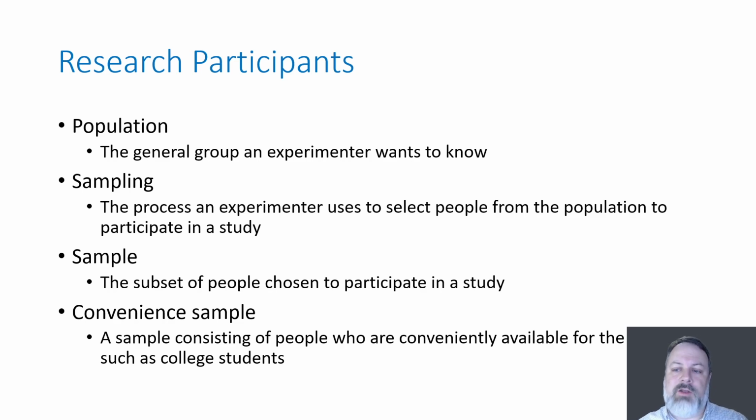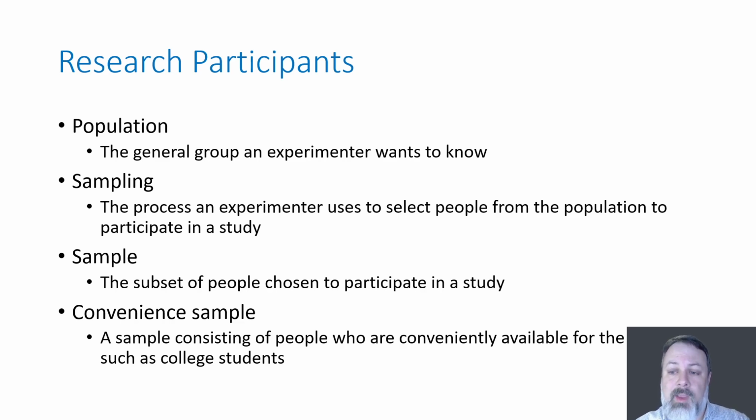Now, some terminology when we're dealing with research studies like this. A population is the general group an experimenter wants to know about. Now, populations can vary. Sometimes we want to know something about all humans on Earth. Sometimes we want to know about all men or all women. Or maybe we want to know about people who live in Houston or students at UHCL or people who work in the accounting department. So our populations just depend on what group we are hoping to study.